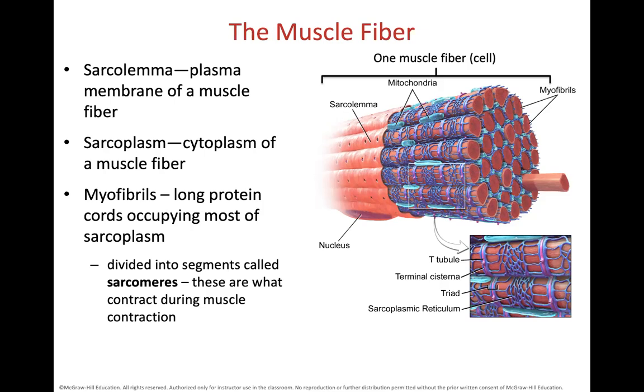There is not a lot of sarcoplasm within a muscle cell. You can see it's basically jam-packed full of these myofibrils. There's not a lot of empty space for the sarcoplasm. There is some, surrounding those bunches of myofibrils, but there's basically not a lot of empty space in these muscle cells.